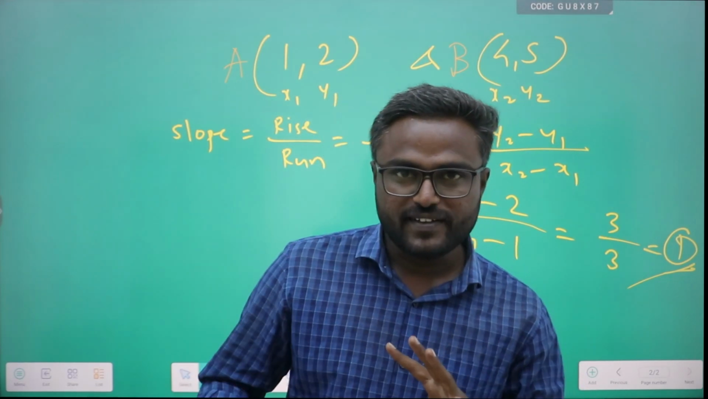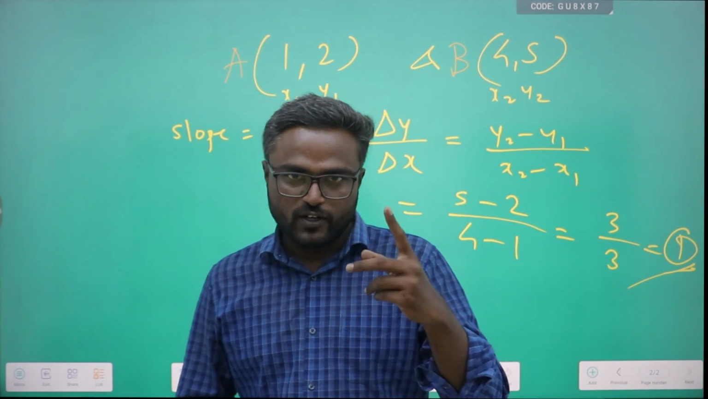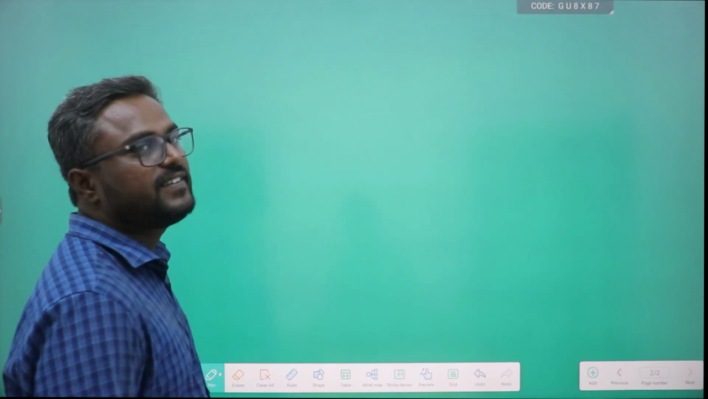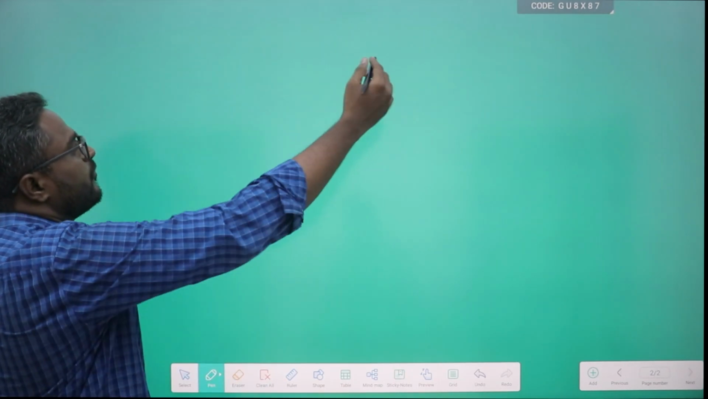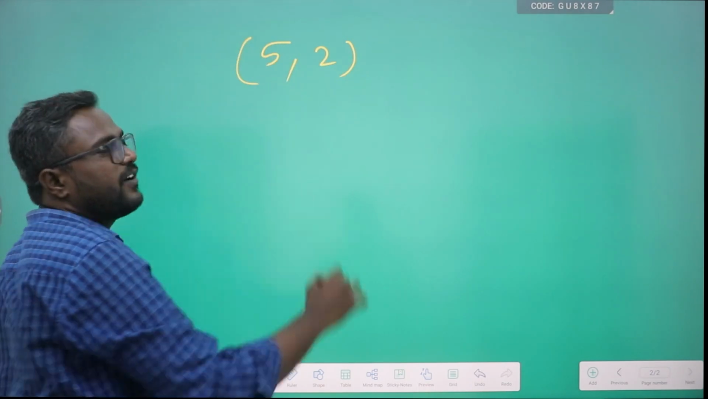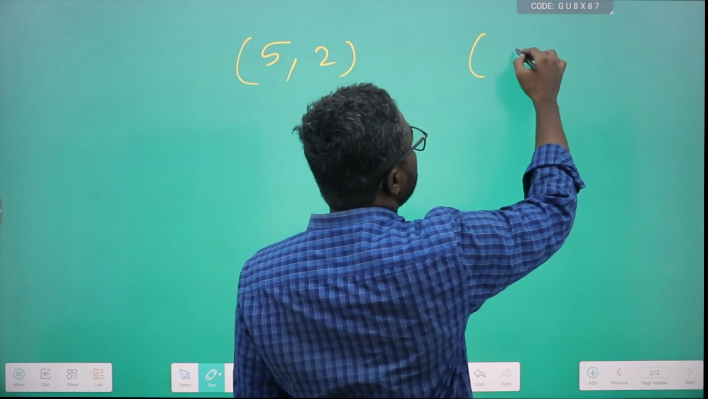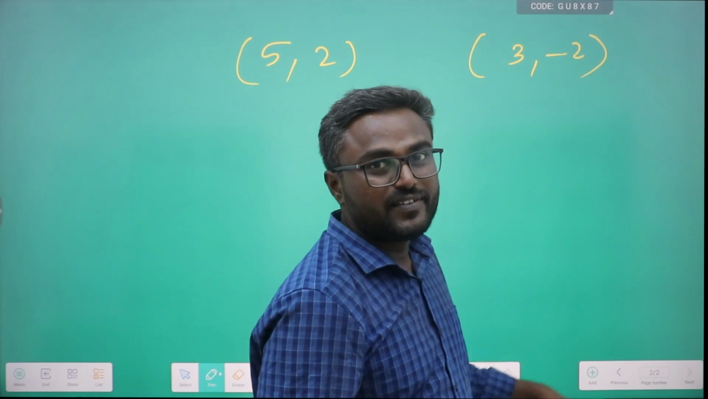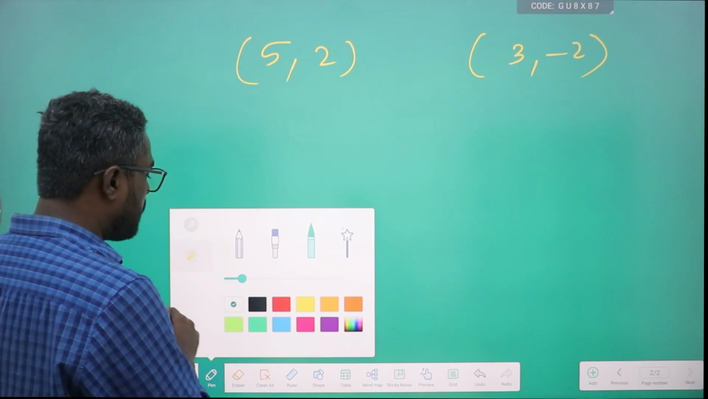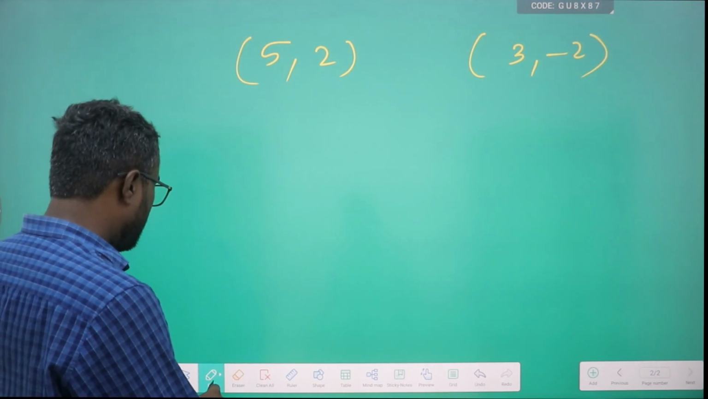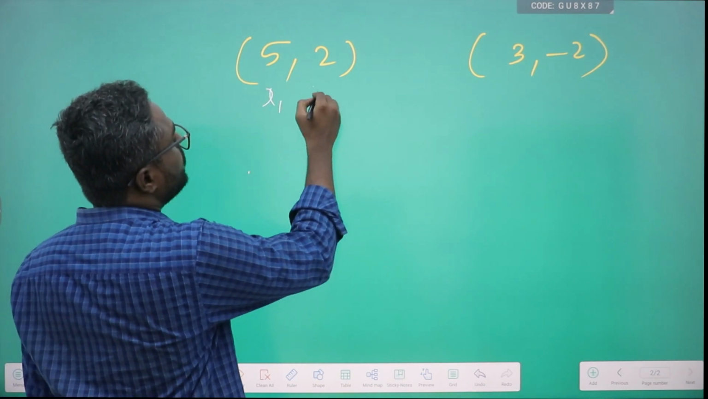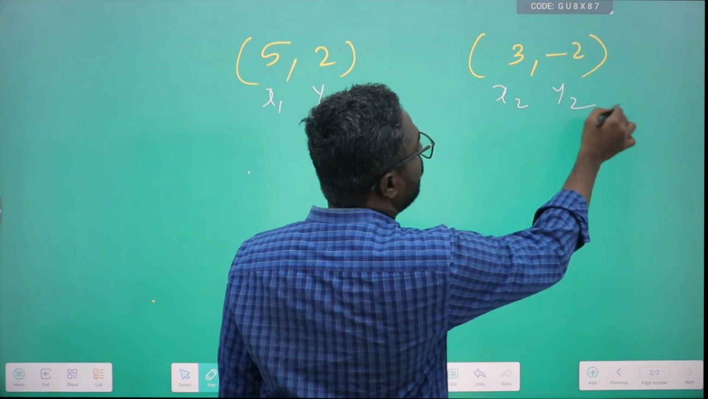I'm going to solve a few more questions and then I'll give you 2 questions to solve. I'll be solving 3 more questions with different sign conventions. So let's say I'm going to take a point (5, 2) as the first point, and the next is (3, negative 2). I'm just taking one negative number so that you guys get the concept cleared in a better way. So what do I do now? First, I will name these as x1, y1, x2, y2.